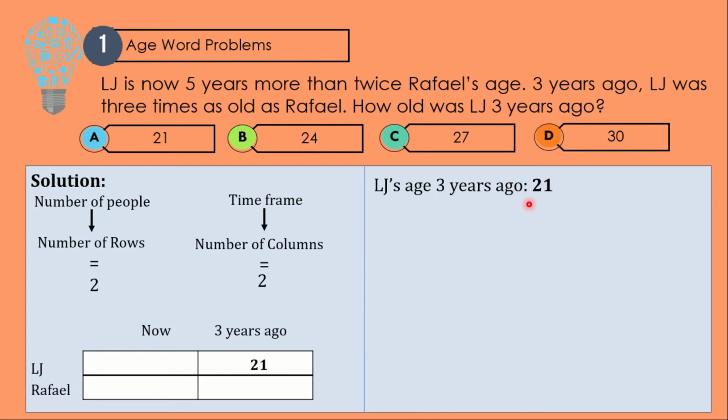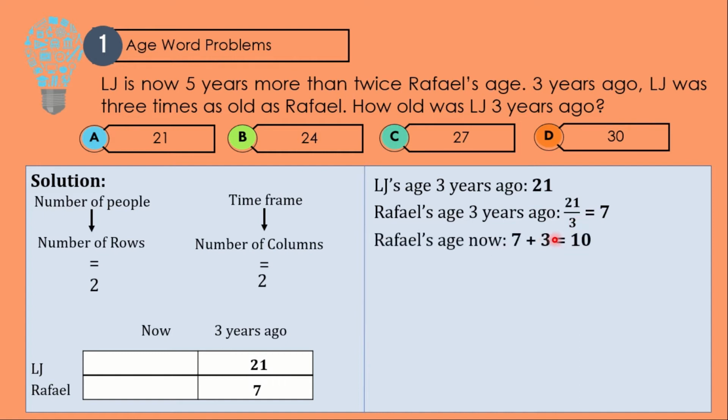In the trial and error method, we are going to work backward. This means that we are going to use the exact opposite operation given in this statement. So to find Rafael's age 3 years ago, we'll have to divide it by 3. We'll have 7. To find Rafael's age now, we'll have to add 7 to 3, so we'll have 10. And to find LJ's age now, let's follow the statement. We'll multiply 10 to 2 and add 5, so we'll have 25. Notice that LJ's age now is 25, but 3 years ago he was 21, which is obviously incorrect. So letter A is incorrect. Now let's try letter B.